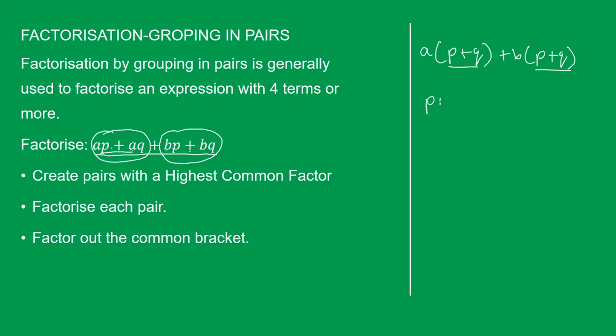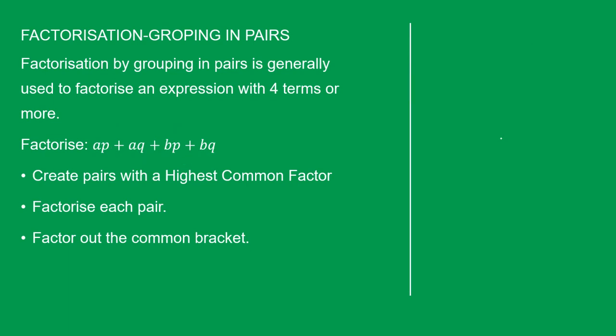So we say P plus Q outside the bracket, and then A times P plus Q divided by P plus Q, that is A. Then B times P plus Q divided by P plus Q, that is B. Your second bracket is going to be formed by this coefficient of the bracket and then this coefficient of the bracket. So we factorized by grouping in pairs.